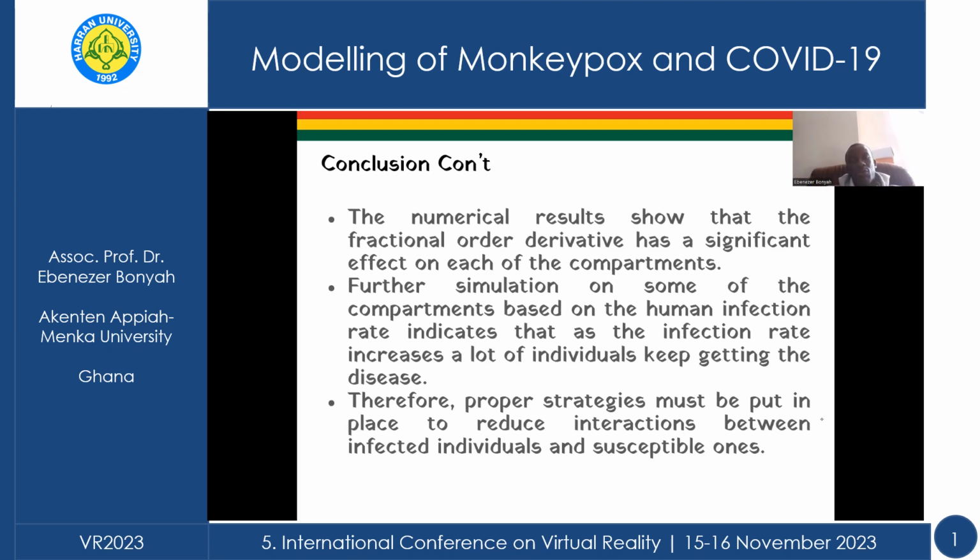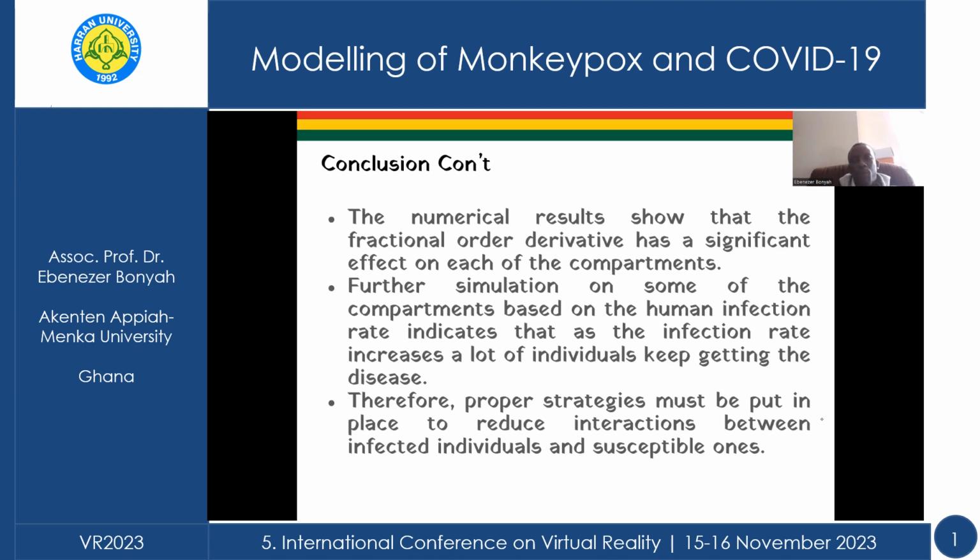For example, the simulation on some of the compartments based on the human infection rate indicates that, remember, in the monkeypox human compartment, as the fractional order increases, the human infection was increasing, and the susceptible compartment was rather reducing. Similarly, we also observed this in the rodent compartment, didn't we? And even in the recovery compartment, we saw that as the fractional order increases, both for COVID and monkeypox, they were also increasing, which is good. And then we said that the recovery compartment for the co-infected compartment showed random fluctuations, difficult to predict whether there was an increase or not.